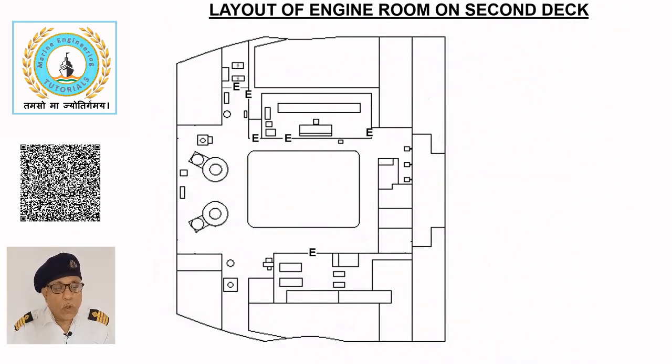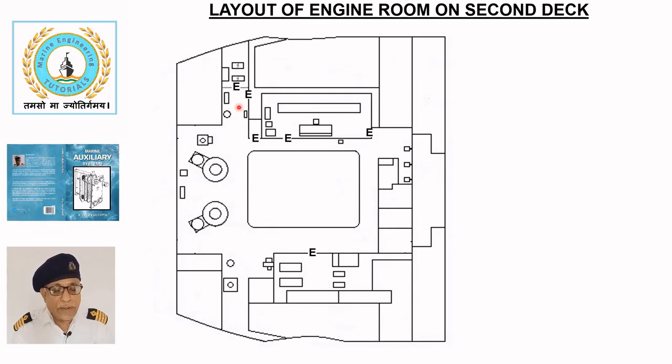Layout of engine room on second deck. This sketch shows the machinery layout on the second deck, which has an opening in the central part above the main engine to facilitate its maintenance. This space allows for the movement of the engine room overhead crane, hook, and wires used for lifting heavy parts of the main engine. This deck also has engine control room, electrical workshop, toilet, etc., whose entrance is marked with letter E.